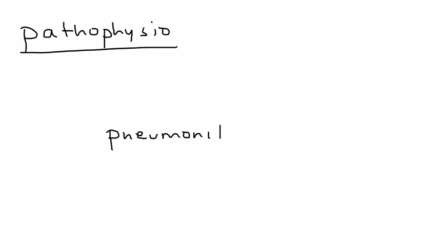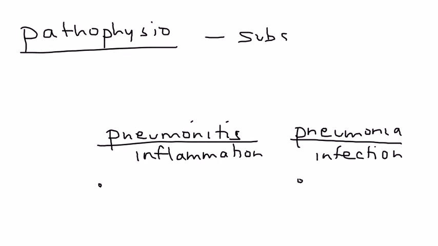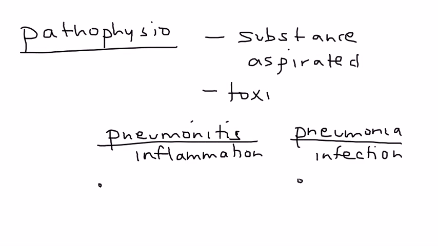So what exactly is happening? What is the pathophysiology involved? Well, I'll break it down into two categories. The first is pneumonitis, which is essentially inflammation of the lung. And then the other one, of course, is pneumonia, which is an actual infection. And then I'll talk about what's happening. Well, some substance has been aspirated. And what that means is that instead of going down the esophagus into the stomach, it's gone down the trachea into the lungs. And it's toxic to the lungs.